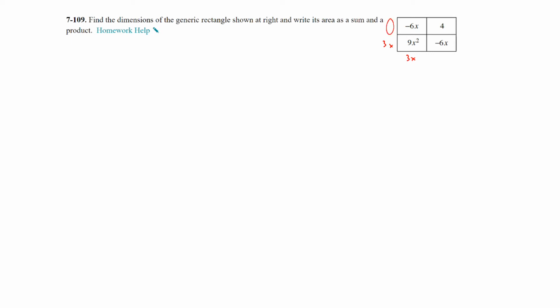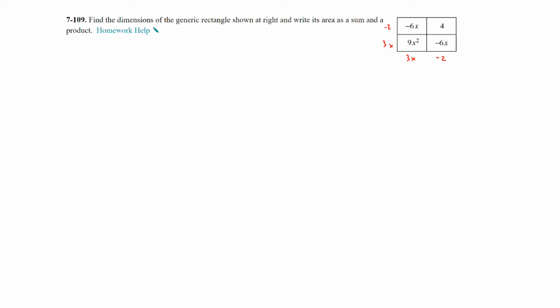3x times what is going to give you negative 6x? That would have to be a negative 2, not the x. So negative 2 times 3x is negative 6x. And then to get this one, we could do it a couple different ways, but negative 2 times what gives you 4? That would have to be a negative 2.